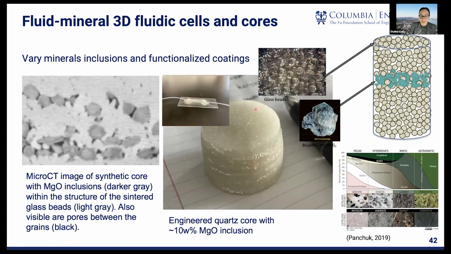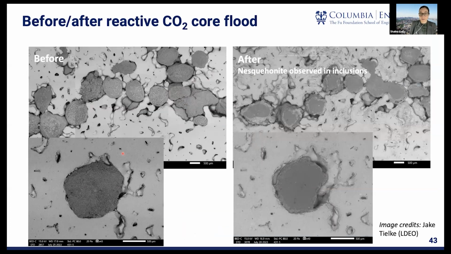There's a picture of one of Rosie's synthetic cores. Here's a mini version of it that can have flow through dynamics. Here's an SEM, or not SEM, sorry, micro CT. I forgot the scale bar there, but some of these inclusions are probably kind of large, like 200 microns or 300 microns. Anyway, like I mentioned, sometimes these will go through core floods, and we can look at pre and post reactions. This work was done with Rosie in collaboration with Jake Tilke at our Lamont-Doherty Earth Observatory.